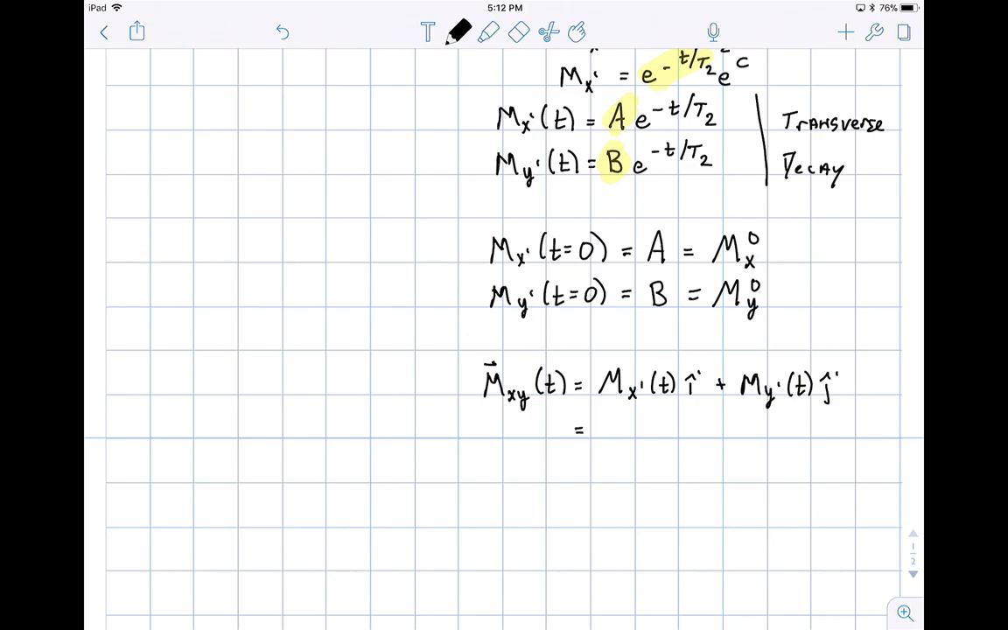We can write this in complex notation, which is useful sometimes. If we adopt the solutions that we had before, we would write this as Mx0 e to the minus t over T2 in the i hat prime direction plus My0 e to the minus t over T2 j hat prime.